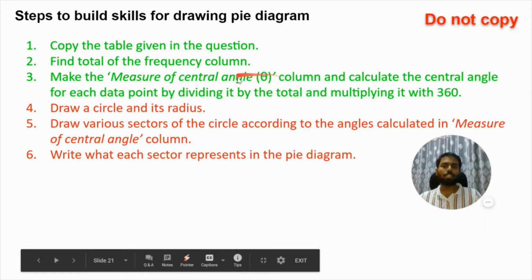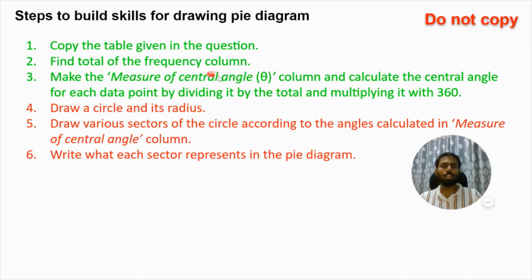We have made measure of central angle column and we have found the central angle for each and every data point. Okay. Now the next three steps I'm going to show you together. एक साथ मैं तीनों steps करने वाला हूँ. So fourth step is draw a circle and its radius. You've already drawn so many circles in your life already using the geometry box. Then you will draw various sectors of the circle according to the angles calculated in measure of central angle column.